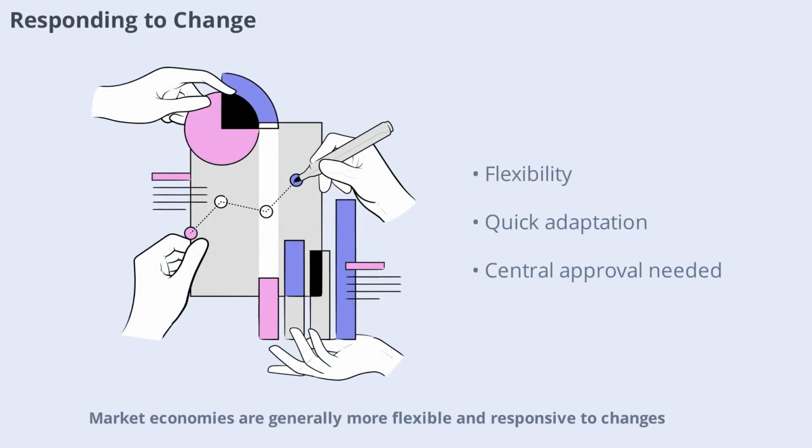Market economies are generally more flexible and responsive to changes, such as new technologies or shifts in consumer preferences. Command economies can be slower to adapt as changes require approval from central planners. This flexibility is a key advantage of market-based systems.